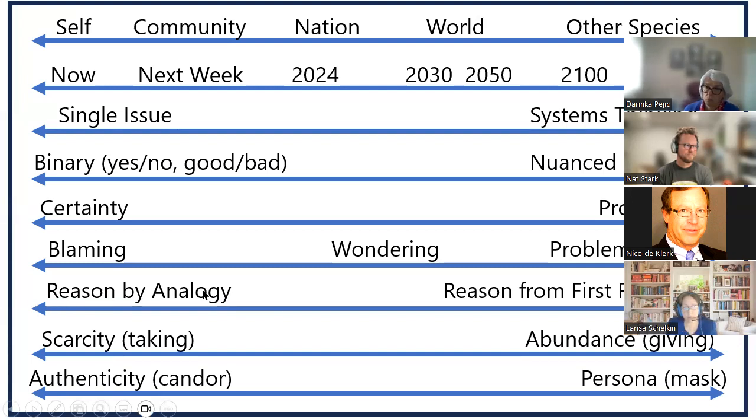You reason by analogy, that is, assume whatever happened yesterday is going to continue tomorrow, or reason from first principles, which I talked about. Live in scarcity, which is about taking, or abundance, which is about giving. And are you authentic, that is candorous, or live in persona, which is behind the mask? So I think this is just fun to think about for each of us. I said to myself, where would I put Donald Trump? He's over here off the scale in every single one.